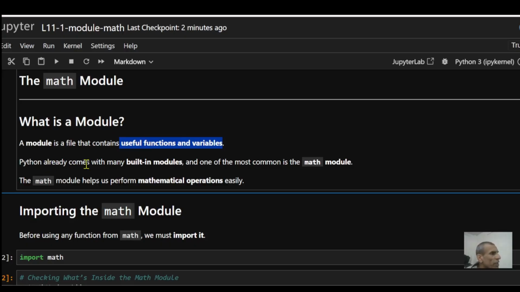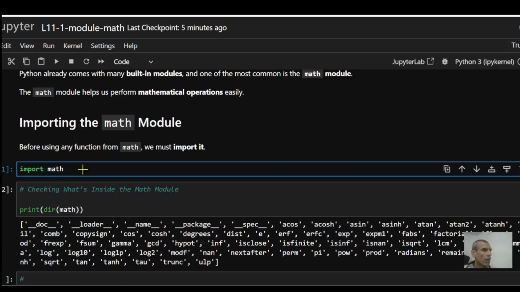Now Python actually has a lot of built-in modules, and one of the most common ones is the math module. That's the one we'll be studying. What the math module does, as the name indicates, is help you perform mathematical operations. Now, before you use any of the functions from your math module, you have to import your module.